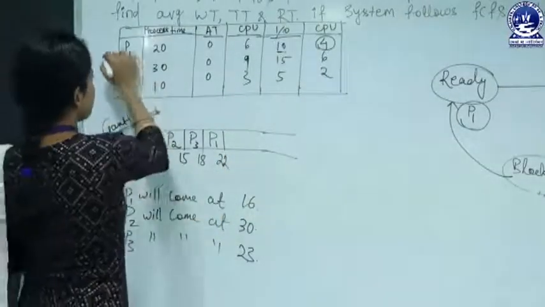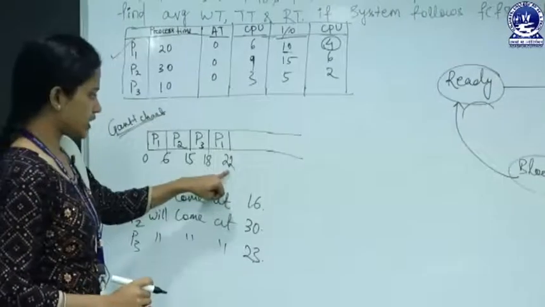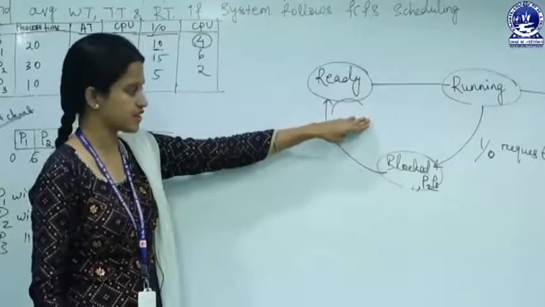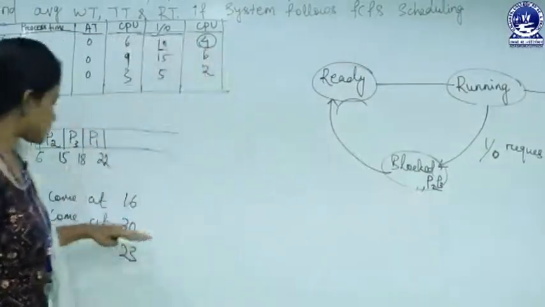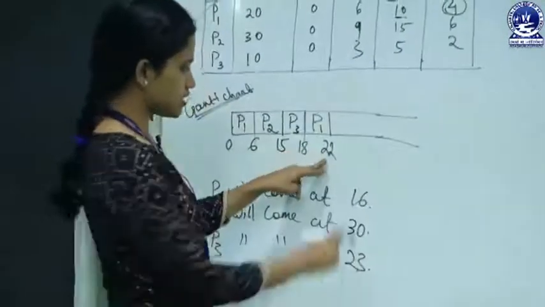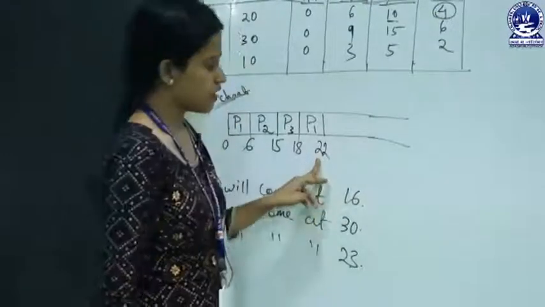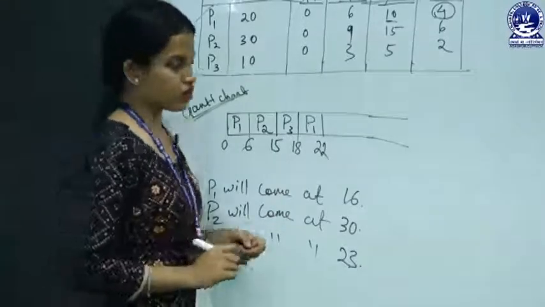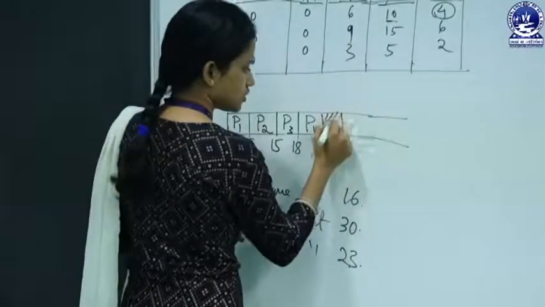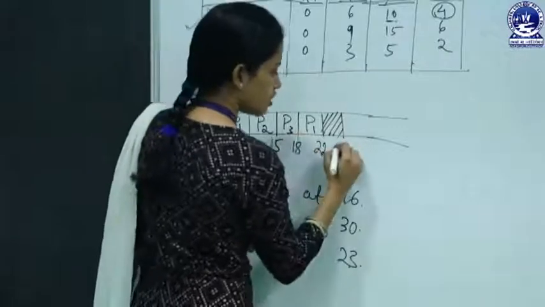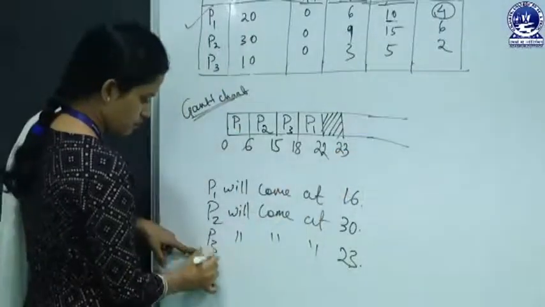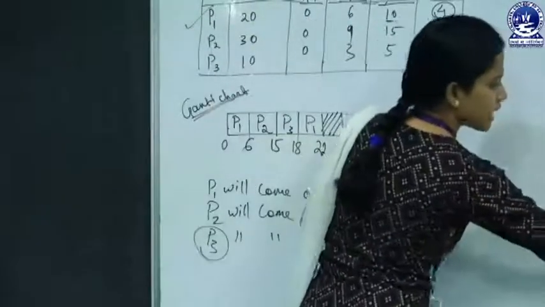Now P1 is terminated. At 22, is there any process which is in ready state? No, there is no process in ready state because P2 will come at 30 and P3 will come at 23 and the time is now 22. Fine. So in this case, CPU will be idle for 1 unit of time. CPU would be idle until when? 23. And when the time is 23, see, P3 will come back to the ready state.